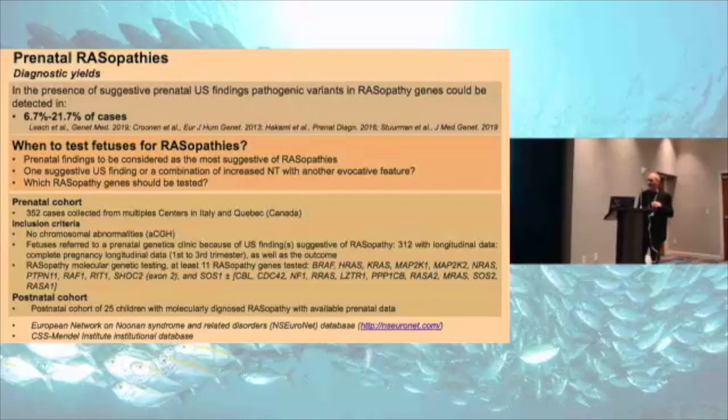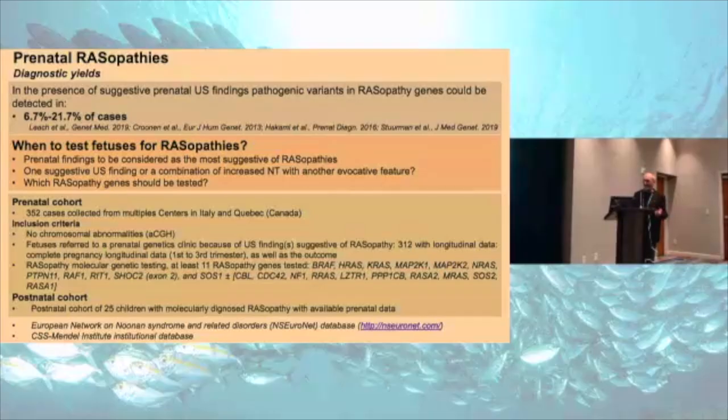So to answer this question, together with another group in Canada, in Montreal, Saint Justine Hospital, we carried out a multi-center study. We collected 352 cases, and the inclusion criteria in the study was absence of chromosomal abnormalities, because they go in differential diagnosis with RASopathies, at prenatal level. Fetuses were referred to prenatal genetics clinics because of suggestive prenatal RASopathy findings. For 312 of these patients, we had complete longitudinal pregnancy data from first to third trimester, as well as the outcome.